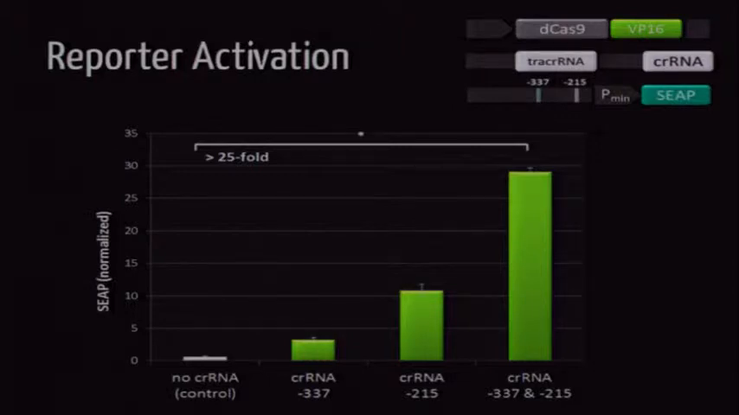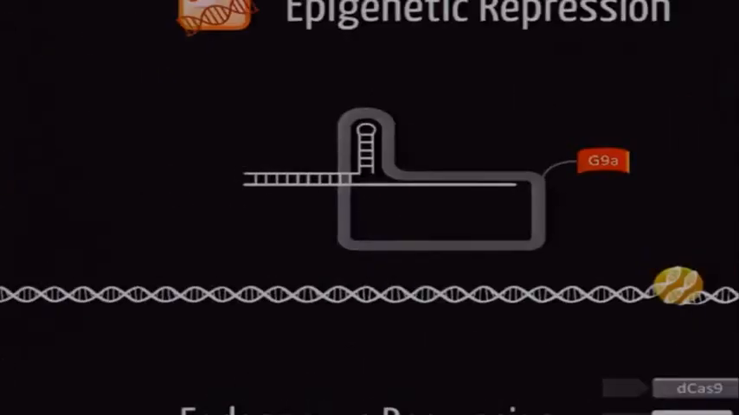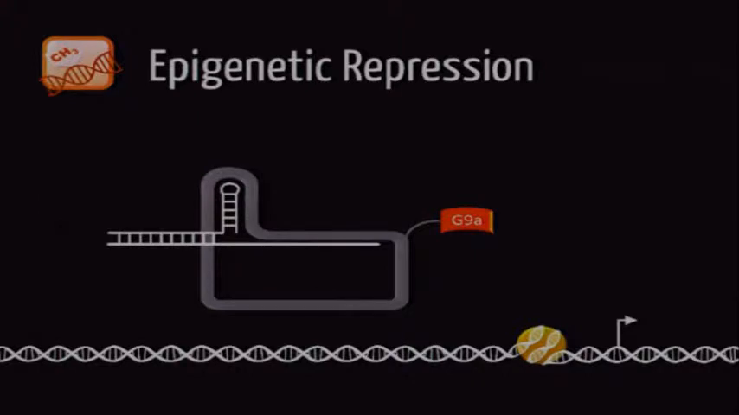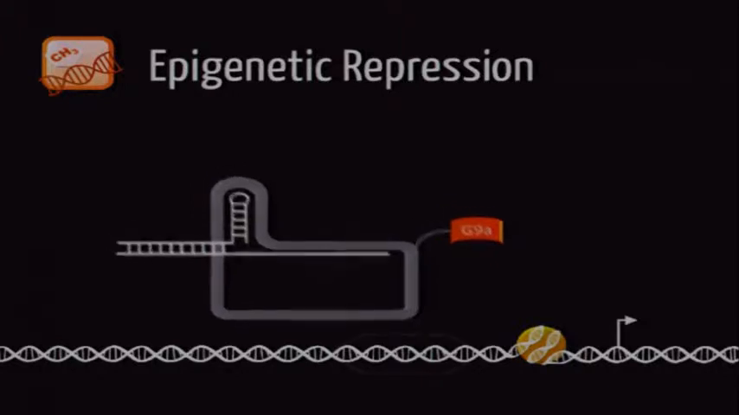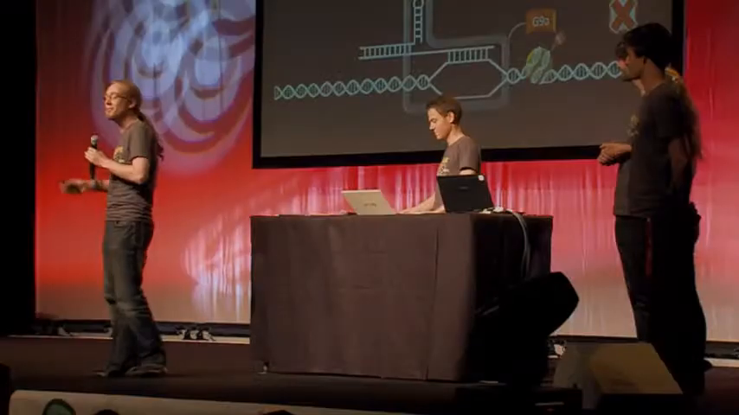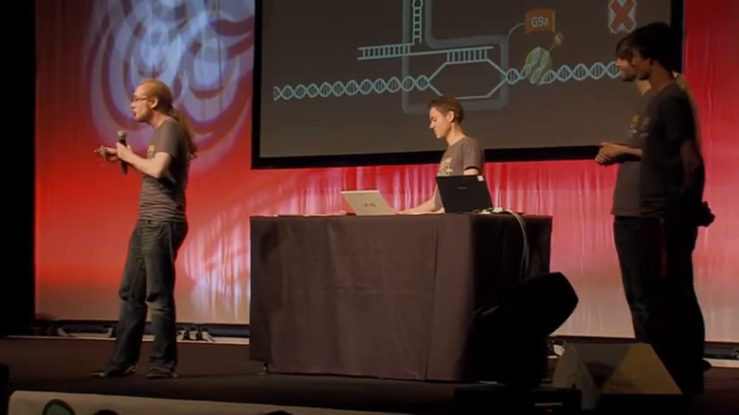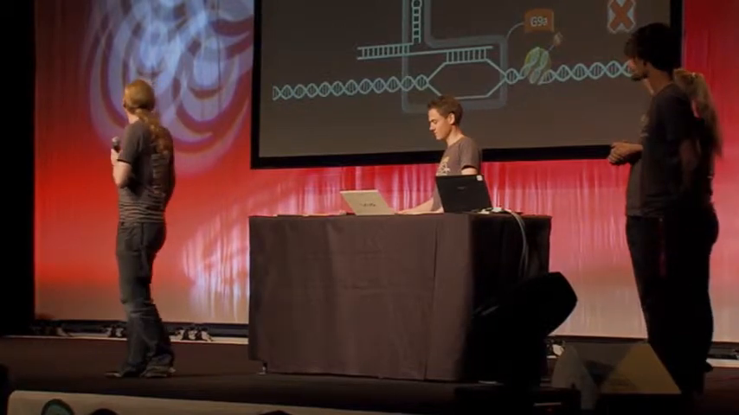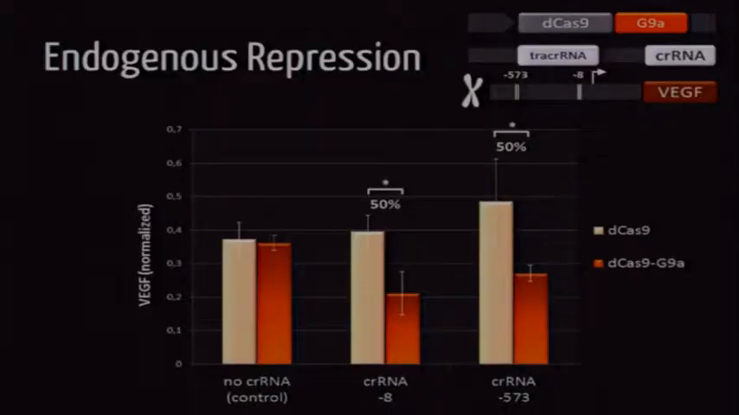Well, as we were able to activate gene expression, the next step was to repress genes. And to do so, we fused a histone methyltransferase to our Cas9 protein, which is called G9A. G9A has the ability to transfer methyl groups to histones when coming in close proximity, thereby altering the chromatin structure and condensing the chromatin and shutting down expression, basically. We've been looking for a test locus where we can assay this, and we found the VEGF locus. VEGF stands for vascular endothelial growth factor, a secreted protein which can easily be measured in the supernatant of the cells.